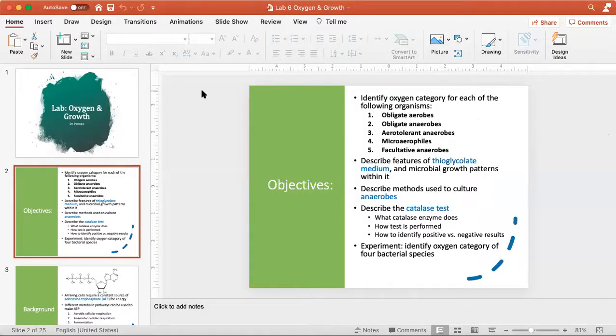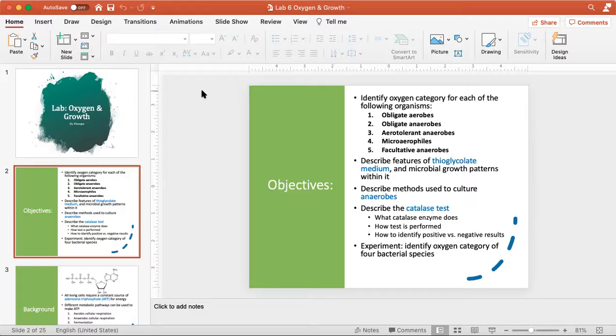Okay, so our objectives for the exercise today are first to just talk about the 5 different categories of oxygen requirements, if you will. And I've got them listed at the top of this slide. We've got obligate aerobes, obligate anaerobes, aerotolerant anaerobes, microaerophiles, and facultative anaerobes. So all bacteria can be put into one of those categories regarding how they relate to oxygen.